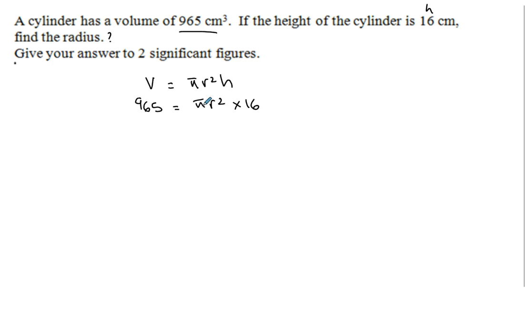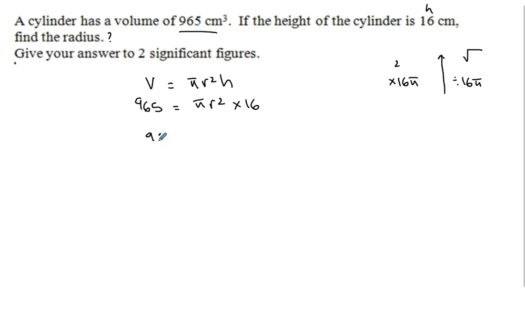So we ask, what has been done to the r, that poor r? It's like we're going to rescue it. So we squared it, and then we've multiplied it by 16 and multiplied it by pi. So we've multiplied by 16 pi. Now we go backwards and do the opposite. So we divide by 16 pi, and then we square root it. So that's what you do to your 965.